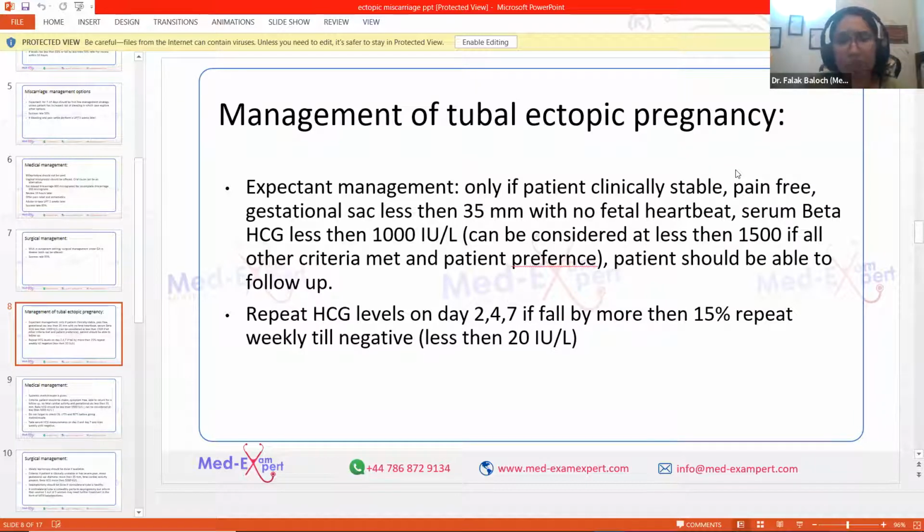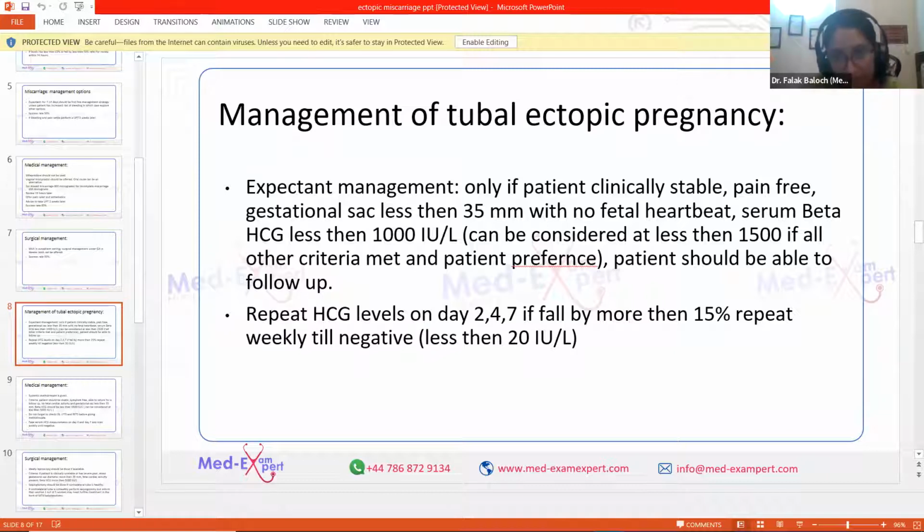Now, coming to the management options, expectant management, the criteria are the patient should be clinically stable, the patient should be pain free, gestational sac should be less than 35 millimeters in size. No fetal heartbeat should be there. Serum beta HCG should be less than 1000, but we can consider it at less than 1500 as well. And the patient should be able to follow up. Follow up is very important. If a patient is not able to follow up, we cannot advise her on an expectant management because otherwise she may end up having a ruptured ectopic pregnancy.